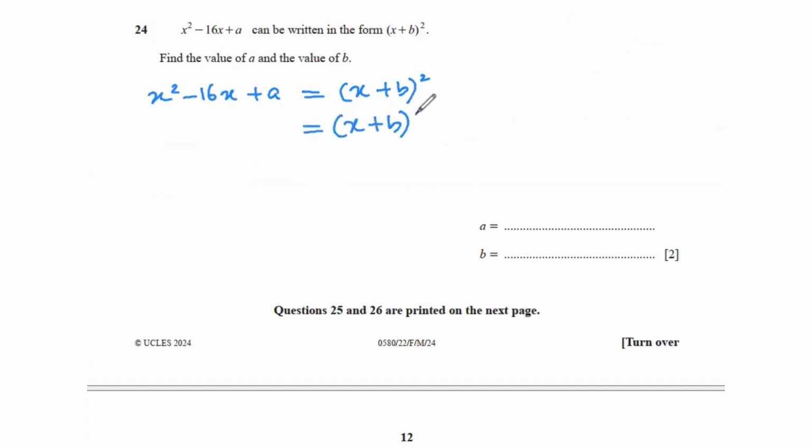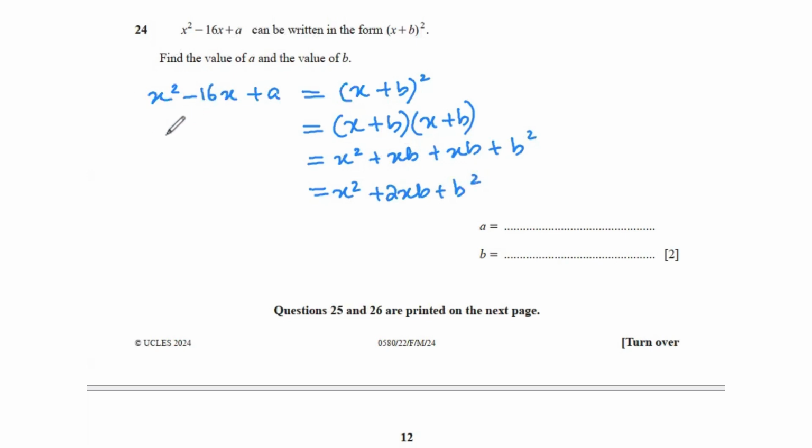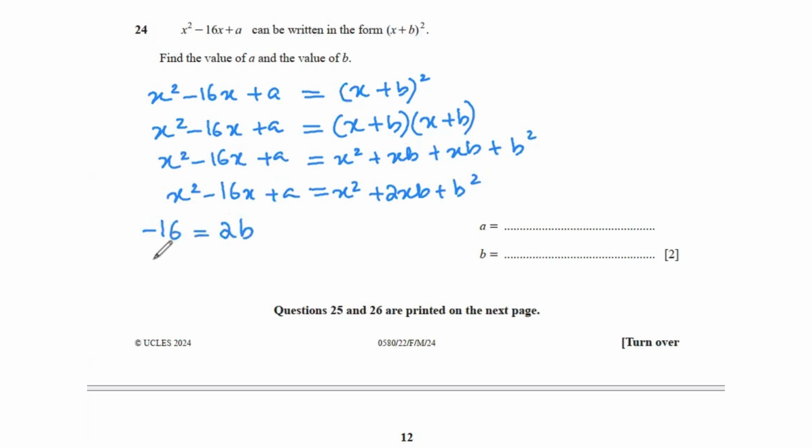we are doing (x plus b) times (x plus b), which is x squared plus xb plus xb plus b squared. So that's basically x squared plus 2xb plus b squared. The left-hand side is x squared minus 16x plus a. So if we compare the terms on each side, the x squared is the same. The -16 is equal to 2b, which means -16 divided by 2 equals b, and that is -8 for b.